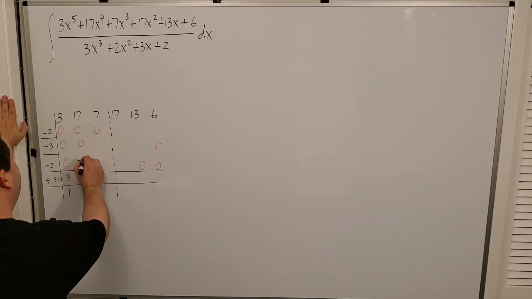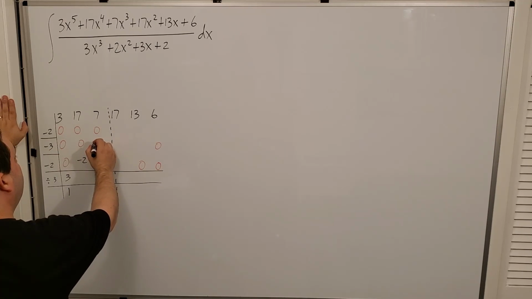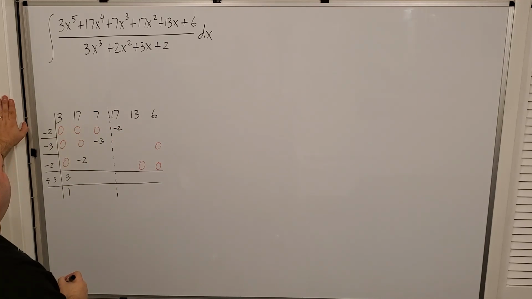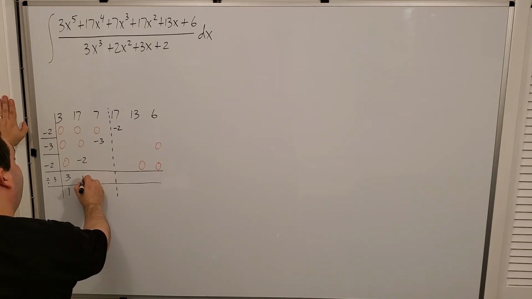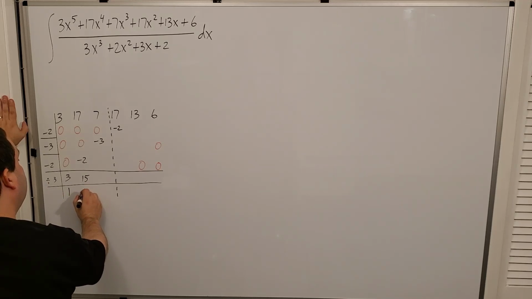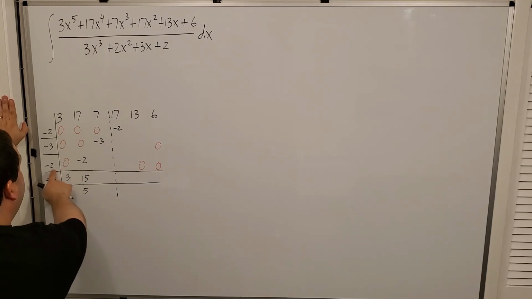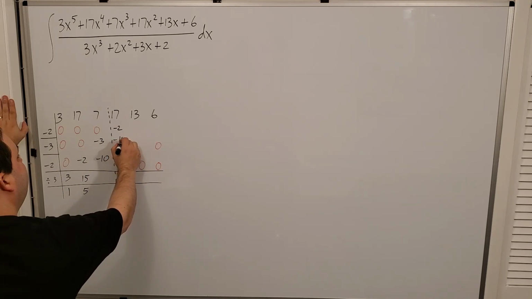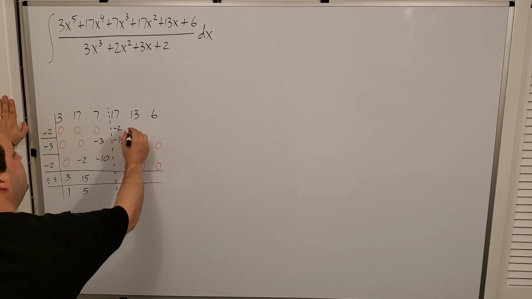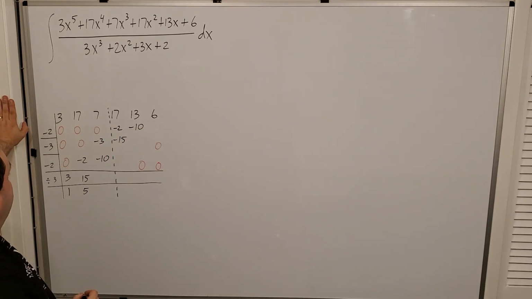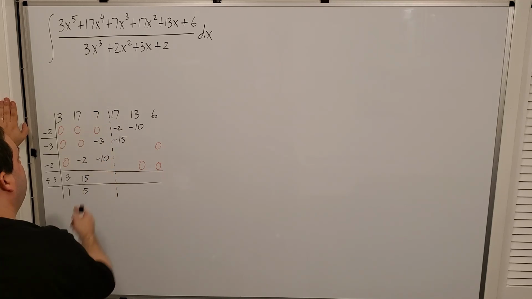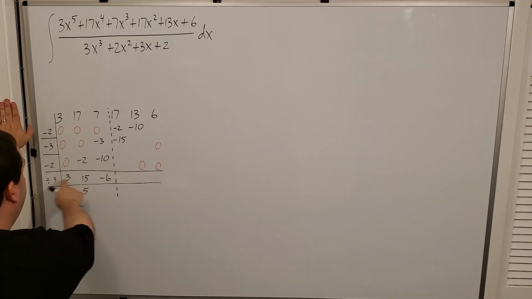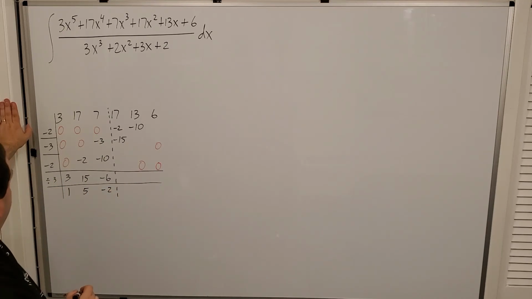So 1 times -2 is -2. 1 times negative 3 is negative 3. 1 times negative 2 is negative 2. Add these up, I get 15. Divide by 3, that's 5. 5 times negative 2 is negative 10. 5 times negative 3 is negative 15. 5 times negative 2 is negative 10. I add these up and I get negative 6. Divide by 3, that's negative 2.